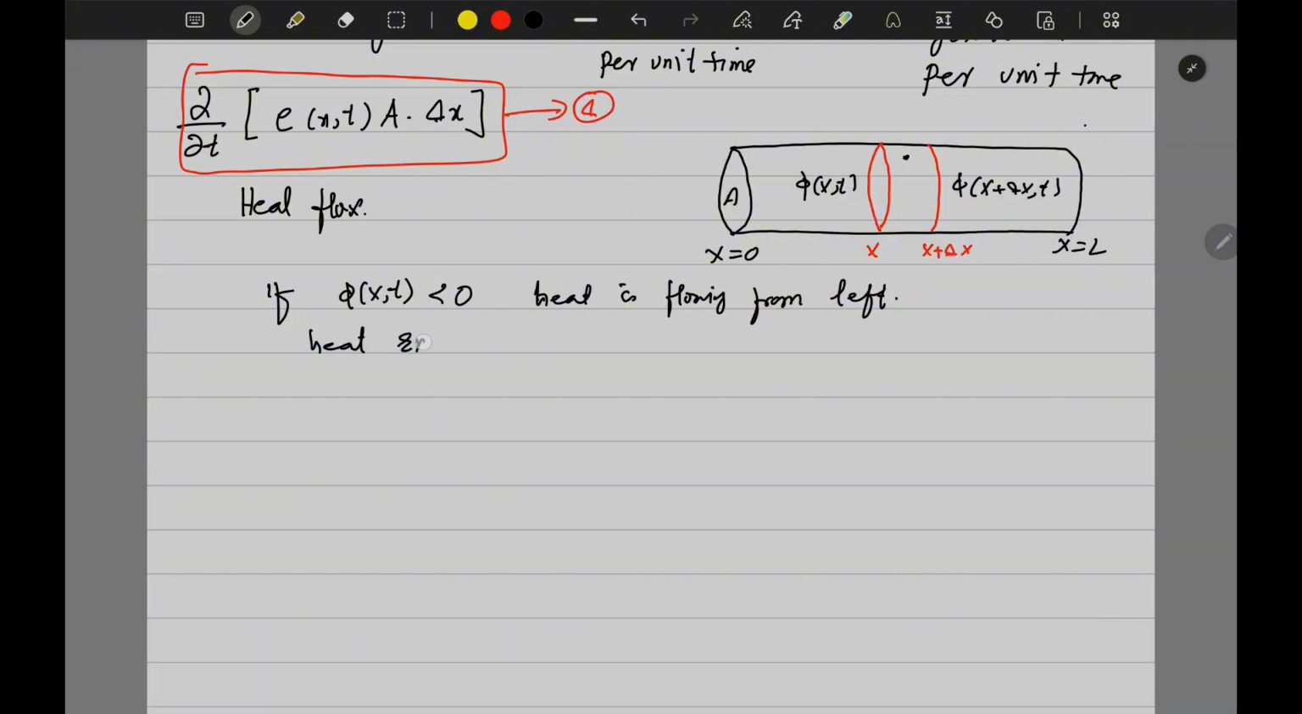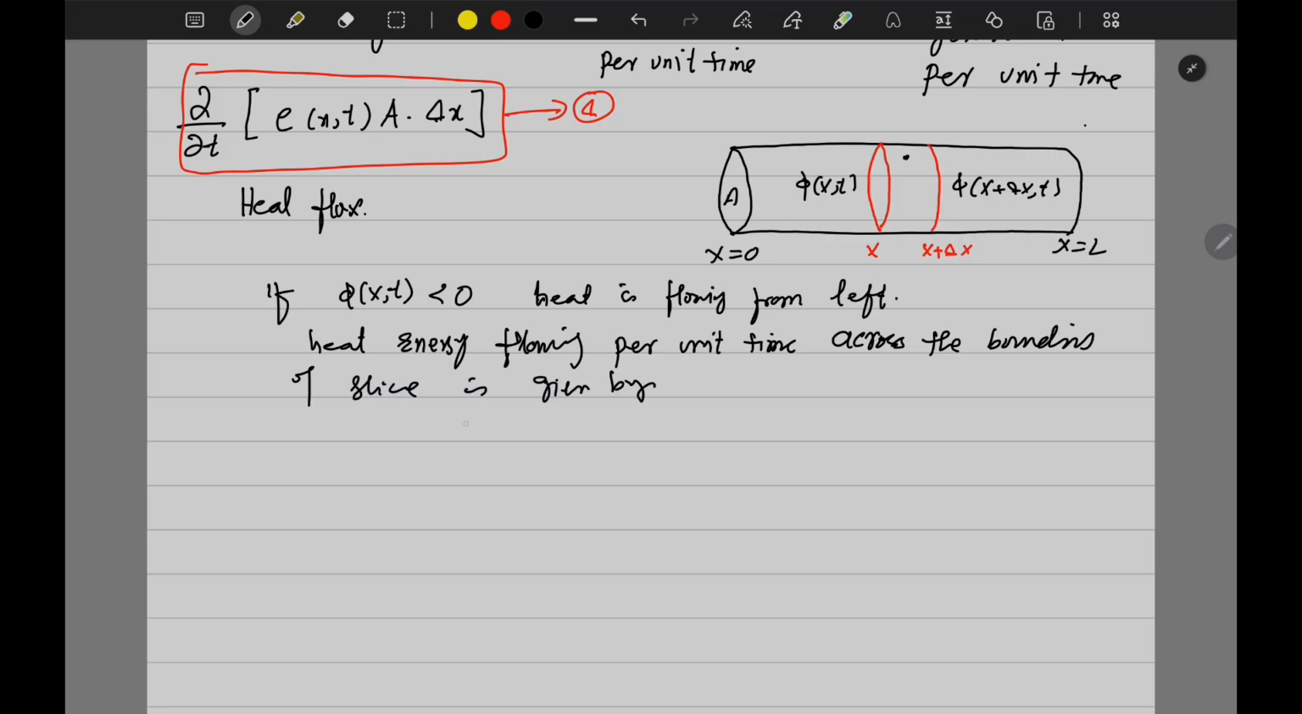So heat energy flowing per unit time across the boundaries of the slice is given by phi of x t times A minus phi of x plus delta x t times A.